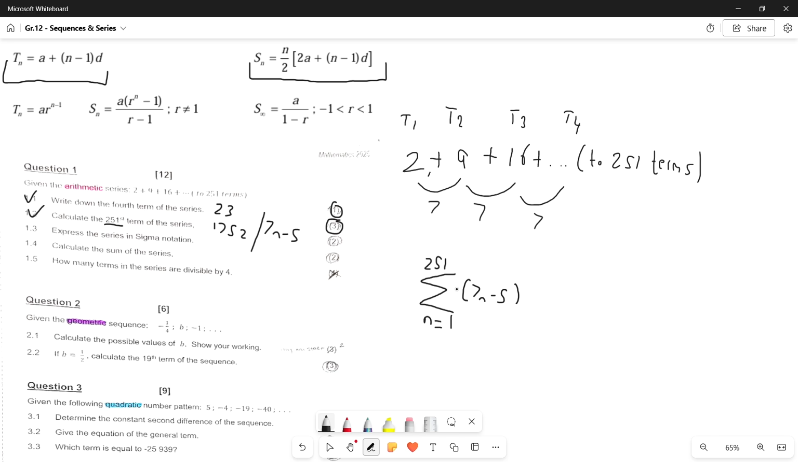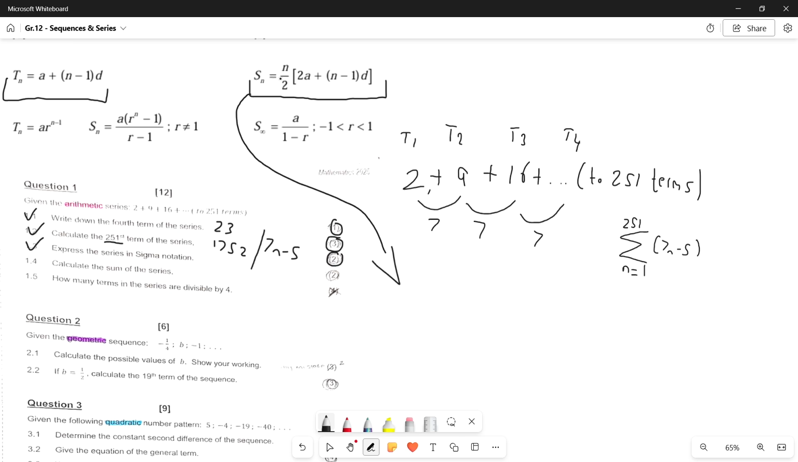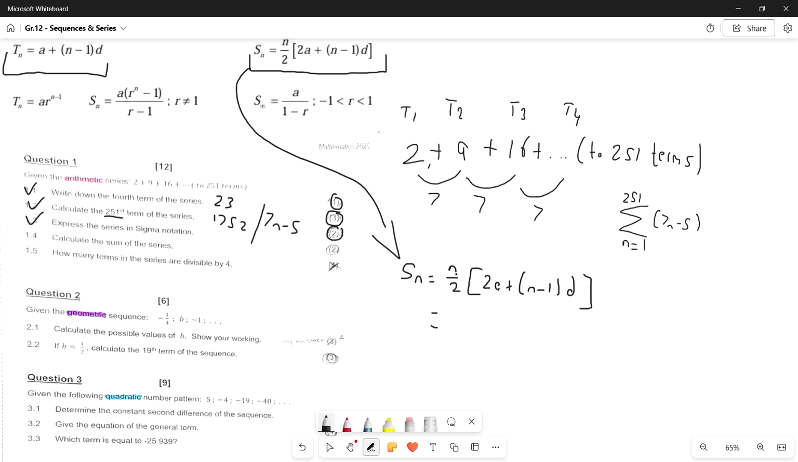Okay, and that's our final answer over here. And then at this stage, 1.4, calculate the sum of the series, meaning that we're following the instructions of our sigma over here, but we're using this formula over here, our arithmetic series formula. So we can go ahead and rewrite that. So it's only 2 marks, and we need to plug in n, a, and d over here.